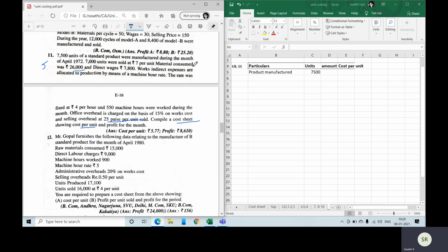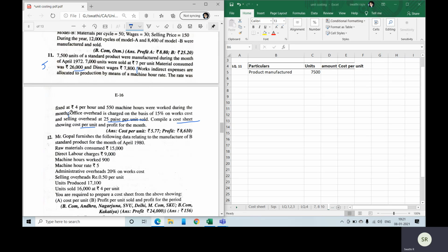Then reading along, material consumed is 26,000. This is nothing but your direct materials. Direct wages of 7,800, and works indirect expenditure. With this much information, we can find out prime cost. After that, they are telling us works indirect expenditures are allocated to production by means of machine hour rate. That was one line of information. Then they tell us how to calculate it: the rate was fixed at 4 per hour and 550 machine hours were worked during the month. With this calculation, we will be able to know our factory overhead cost.